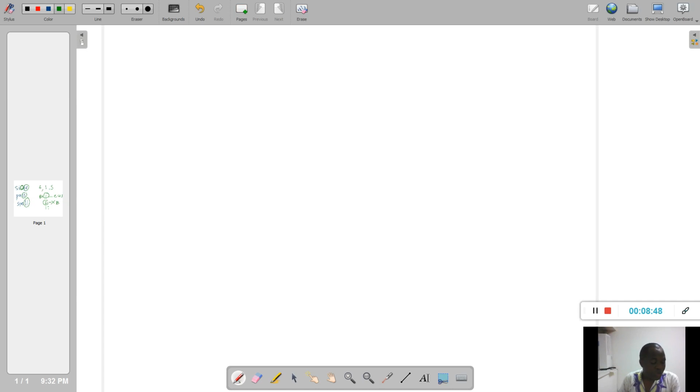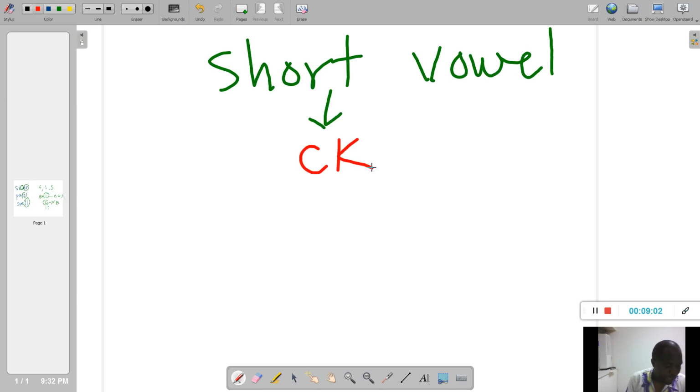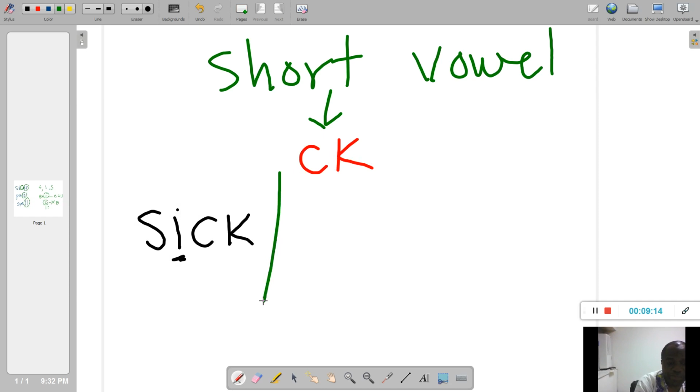So let's see. Use CK after a short vowel. I'm writing here, very simple, short vowel. When you have a short vowel, please, you have to use CK. Short vowel equals CK. Okay, let's give some example. Example word is sick. If you look at the word sick, this is a short vowel. If I write the IPA, you understand it better. S, I, K. So this is the IPA. Sick, sick.